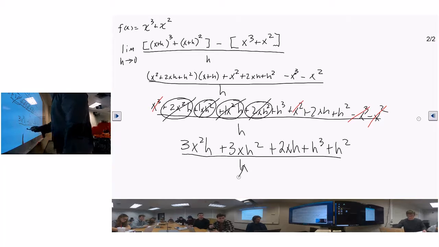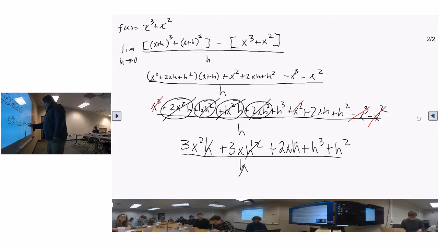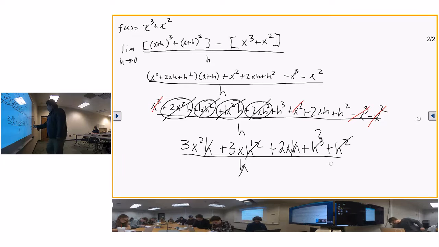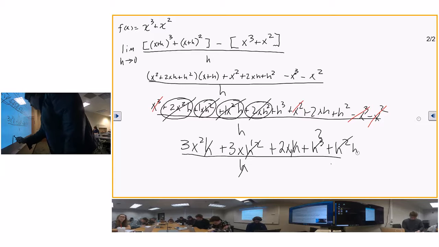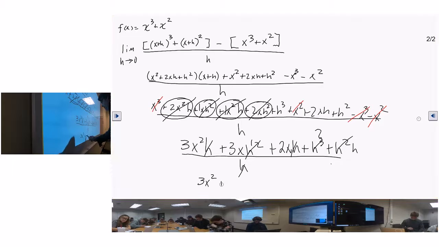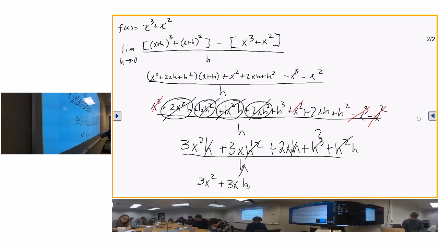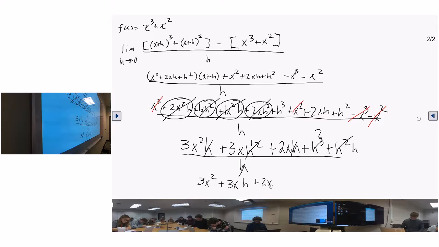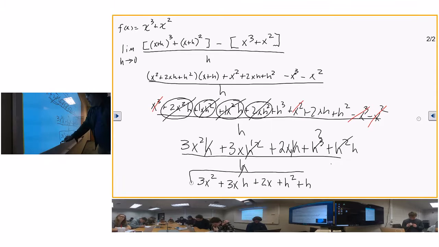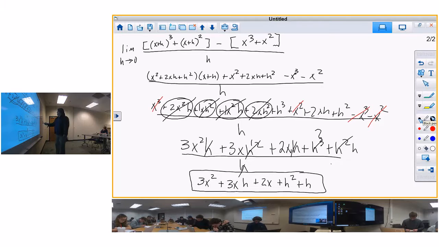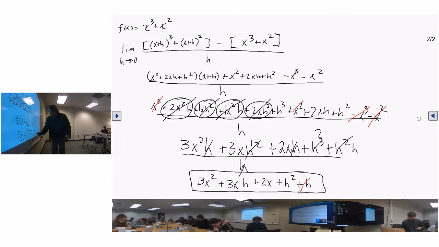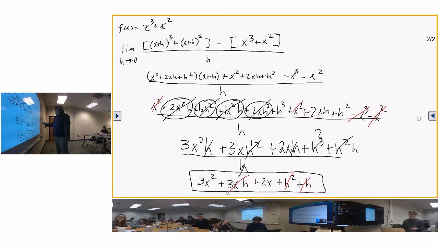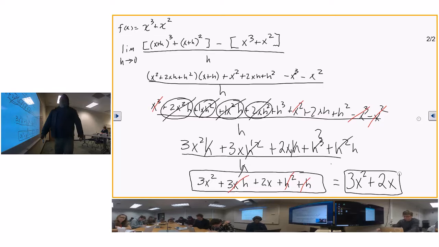So that's going to knock that out, that's going to knock that out to a 1, that's going to knock that out, that's going to knock that out to a 2 and that to an h. So I'm going to get 3x squared plus 3xh plus 2x plus h squared plus h. Now what happens when I apply h equal to 0? That's going to go out, that's going to go out, that's going to go out. So I get my derivative is 3x squared plus 2x. Now let's go check with our calculus. Power rule.